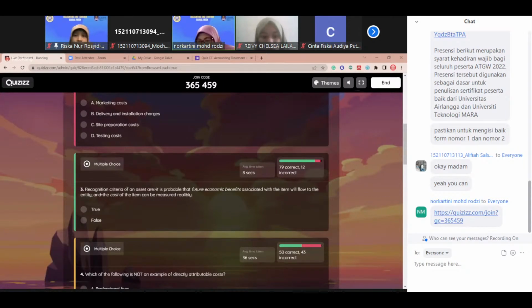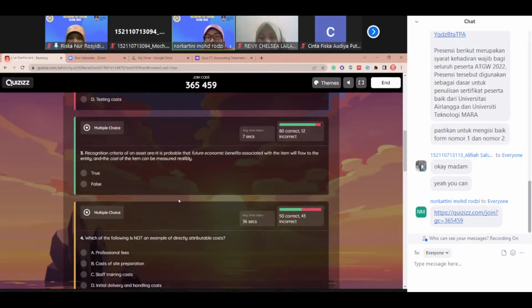Okay, how about number 3? Ahmad Shafi'i. True or false statement here? 80, correct. All right, very good response here. True or false statement? True. True statement, right? As in the slide, right? Probable future economic benefit, cost of the item can be measured reliably.